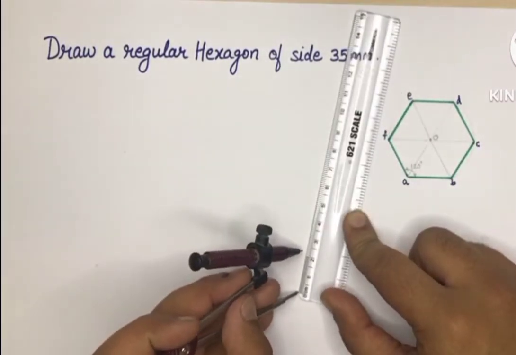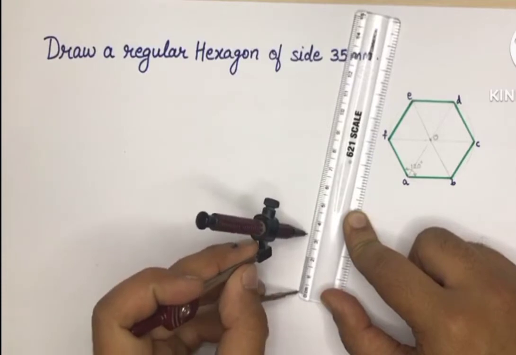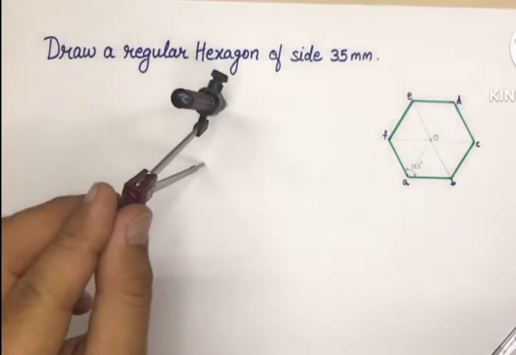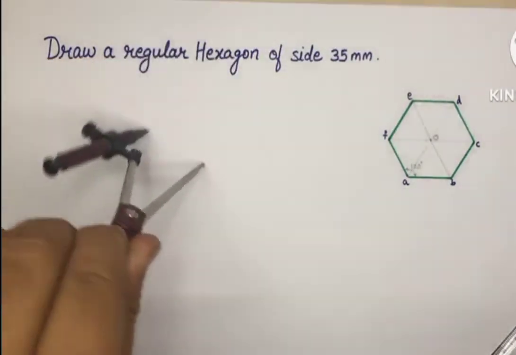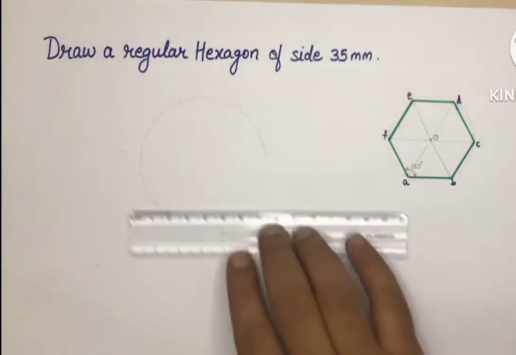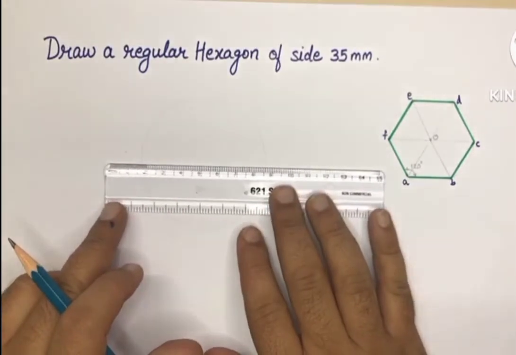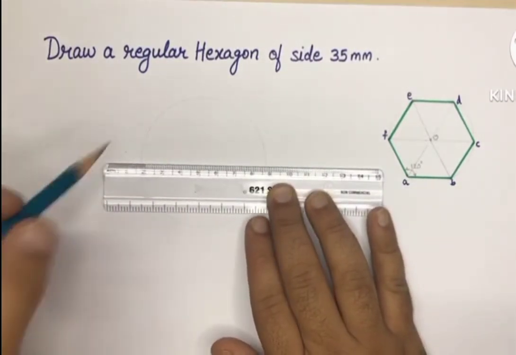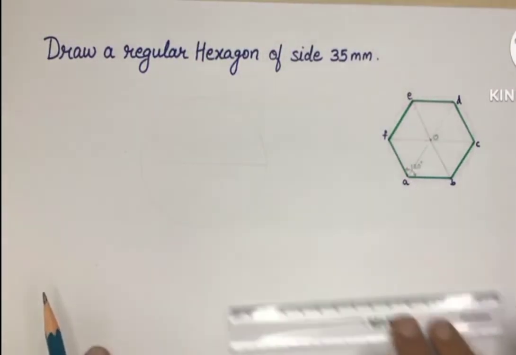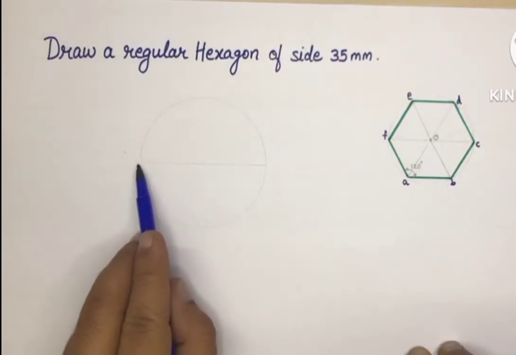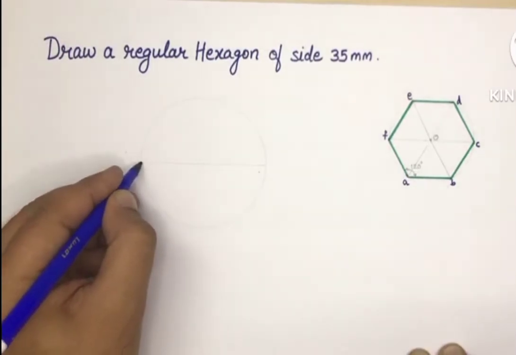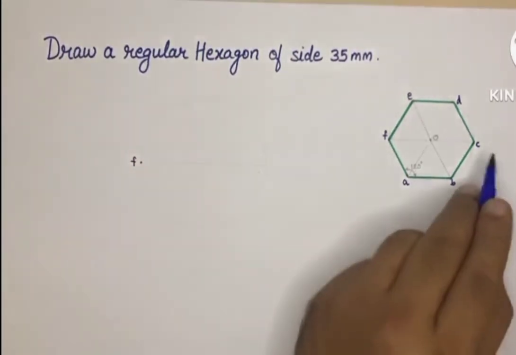Taking radius 35 millimeter, draw a circle. Then we draw a horizontal line passing through the center of the circle. By drawing this horizontal line, we get 2 points, point F and point C.